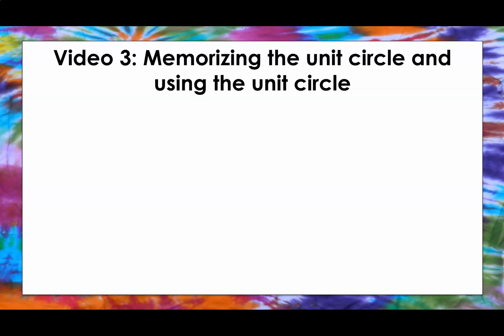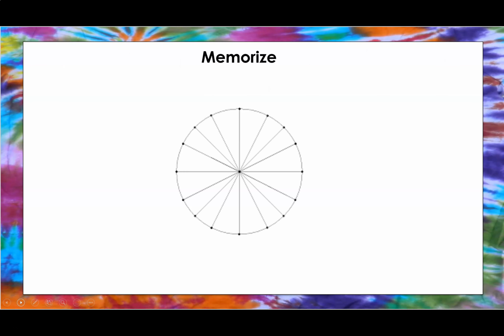and using the unit circle. Let's get started right away. The first thing we're going to do is put on our unit circle the radians. We're not going to deal too much with degrees and unit circles, so let's move forward with radians.